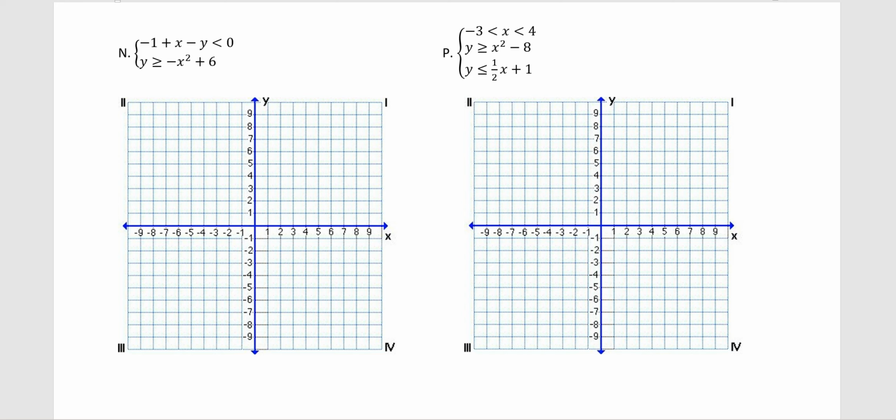All right. So let's look at letter N here. Negative 1 plus x minus y is less than 0, and y is greater than or equal to negative x squared plus 6. Okay, so here's a good example. Let's do letter N here. Y is greater than or equal to negative x squared plus 6. So 6 would be here.